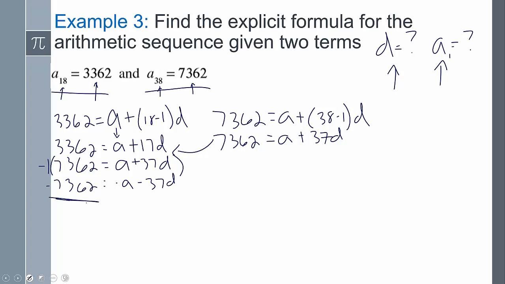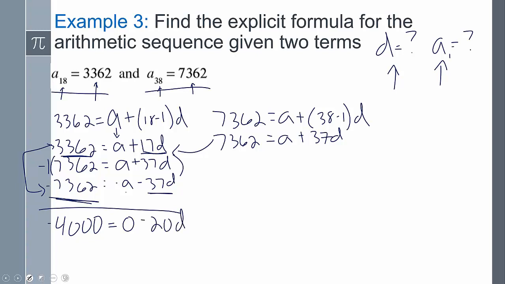Now, if I combine these two equations to create a new equation, that's going to give me negative 4,000 because I'm adding these two together. A and negative a give me 0, and then 17 and negative 37 give me negative 20d. So now to solve for d, divide by negative 20, and that's going to give me 200.